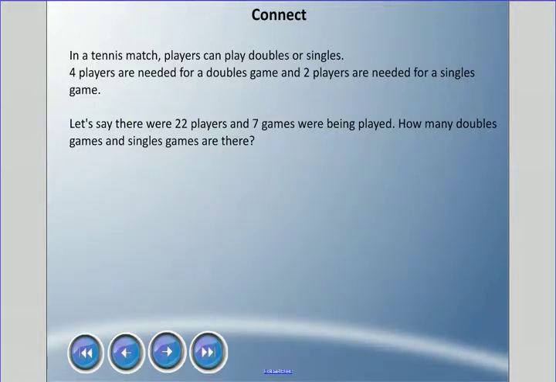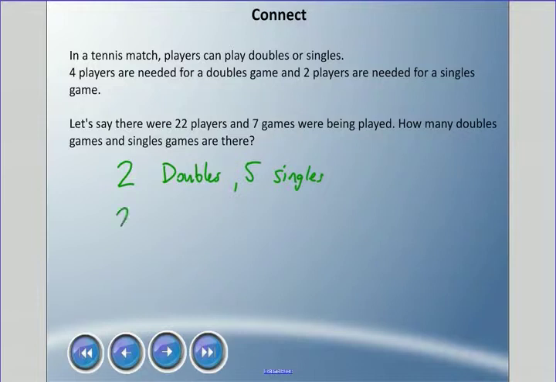Okay, we're gonna do the same problem here, but let's do it with numbers instead, because it's not always practical to try it with drawing, because it could take a while. So we're gonna use the guess and check method. So let's pretend maybe 2 were doubles and maybe 5 are singles. Let's see if that pans out. I'm just randomly guessing. Let's say 2 games are doubles, 5 games are singles.